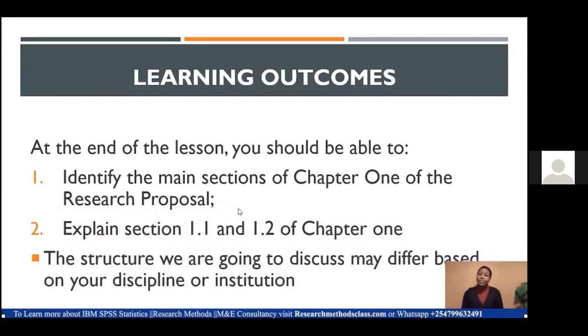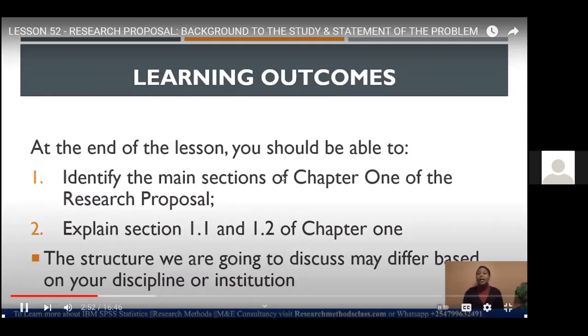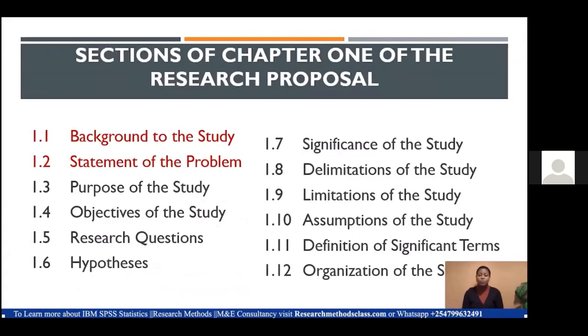Again, remember, we may differ in our structure based on your discipline, but what we are going to discuss, I am sure you will need it as you develop your research proposal. So let us first look at the sections of chapter 1 of the research proposal. Chapter 1 has got 12 subsections. But this 12 is when each and every section is listed.